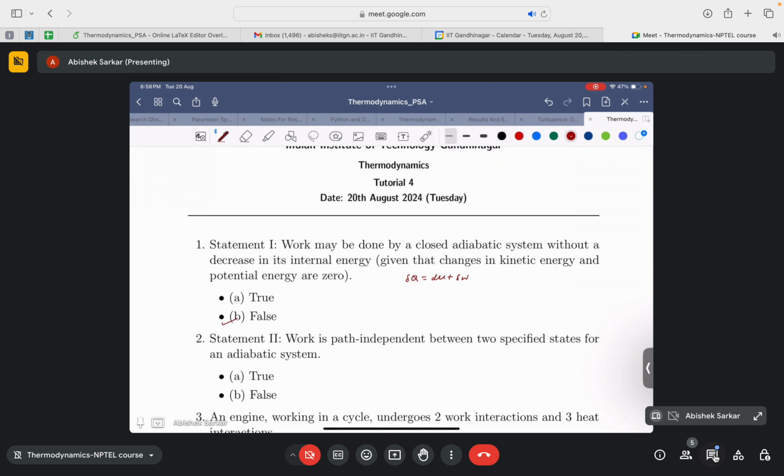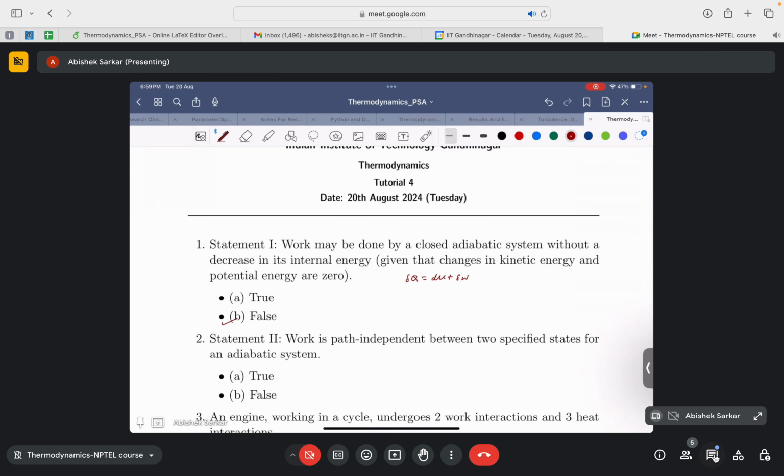But we also dealt with some problems which specifically had kinetic energy and potential energies as part of the total energy of the system. But usually, the more we dive deep into the course, the net change in the energy is actually the internal energy of the system. Okay, and mostly the kinetic and the potential energies are neglected. Okay, but it's not always necessarily true. I'm just saying most of the problems will be such, but it's not always true.